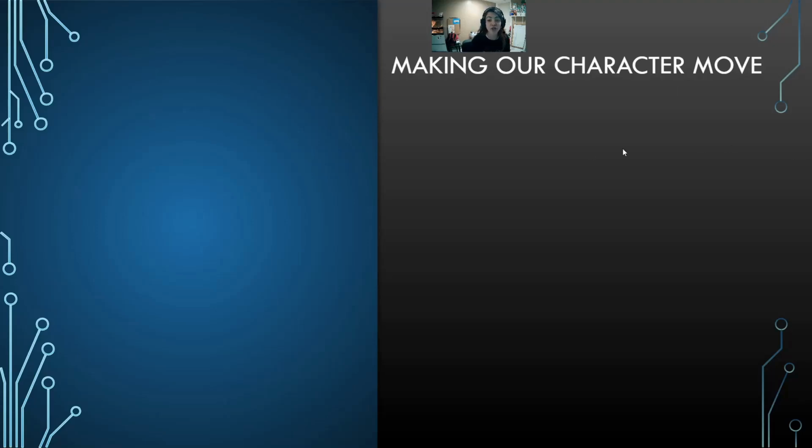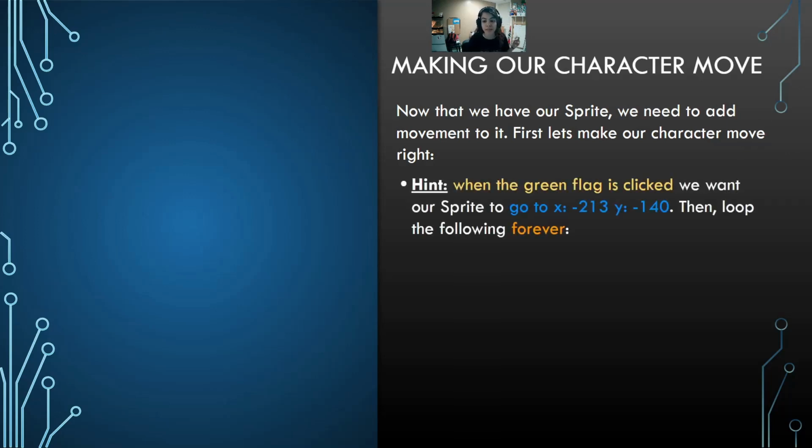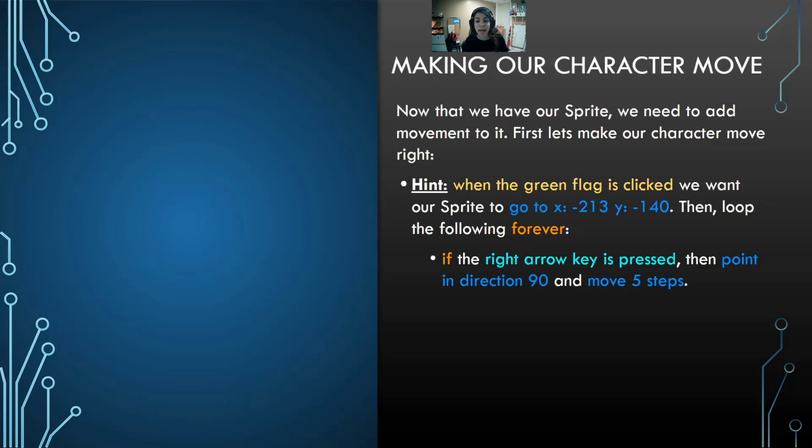Making our character move. Now that we have our sprite, we need to add movement to it. So first, let's make our character move to the right. We can do this by triggering our program when the flag is clicked. Then we want our sprite to go to coordinates and then loop in the forever. If the right arrow key is pressed, then point in direction 90 and move 5 steps.